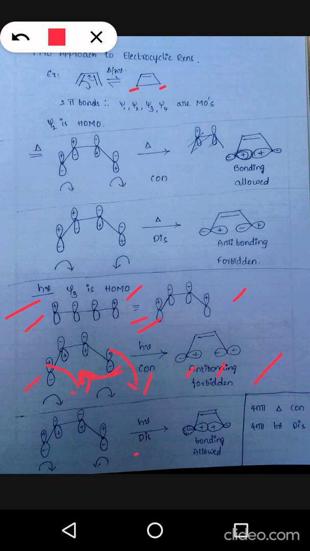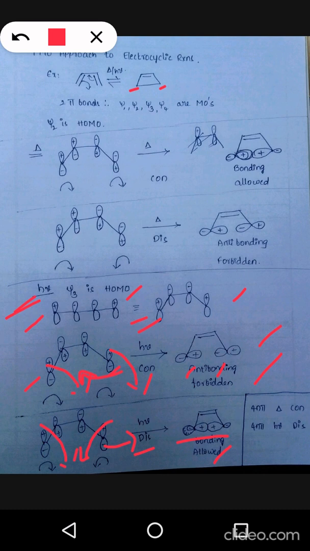what will happen? Rotate one p orbital in clockwise, by that this plus lobe will come inside, and on this p orbital rotate in anti-clockwise, so that this p lobe will come inside and minus will go outside, like this. So inside there are plus lobes. Plus lobes will overlap to form a bonding molecular orbital, so a bond will form and the reaction will take place. So bonding is allowed by disrotation only under photochemical condition, whereas by conrotation bonding will not take place, so it is not an allowed reaction, so it is a forbidden reaction.